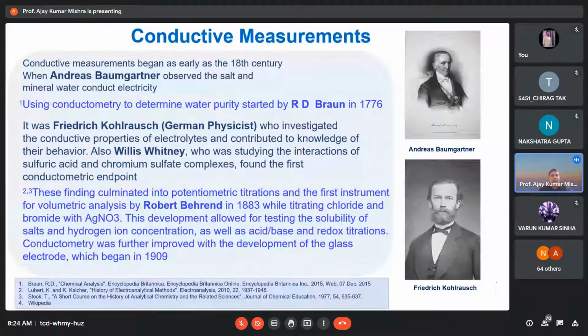Then, what they were trying to see in this whole process was how the hydrogen ion concentration is going to come. Again, if you try to see with this example of sulfuric acid or chromium sulfate, you can see what is going to be generated, whether it is acid base or whether it is going to be a redox type of titration. Again, that goes to how the reaction is going to behave right there.